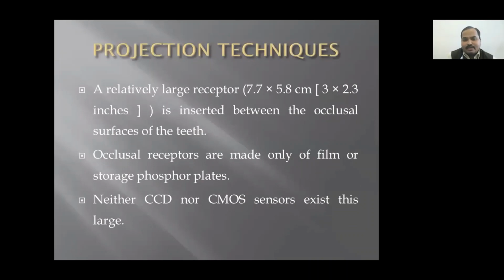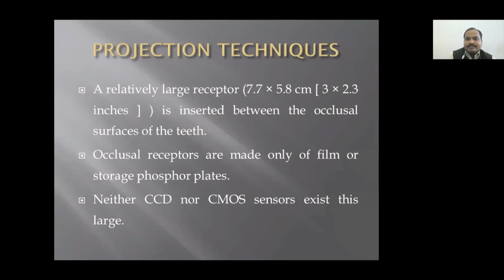Now, what are the techniques available? Before going to the technique, what is the size of the film, and how does it encompass the entity present in the jaws? Usually the size is 7.7 by 5.8 centimeters, that is, 77 by 58 millimeters. To keep it easy to remember, 77 by 58 millimeters. In earlier books it was 76 by 57, one millimeter less. The latest White and Pharoah gives the dimension as 7.7 by 5.8 centimeters.